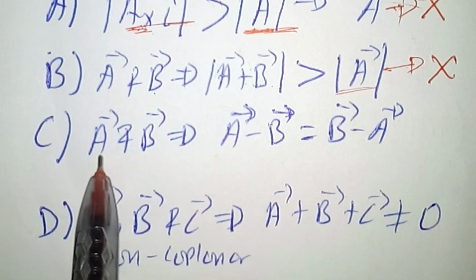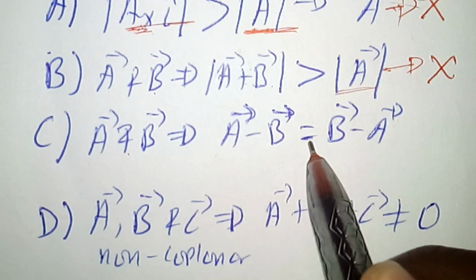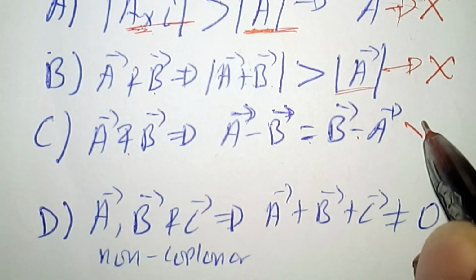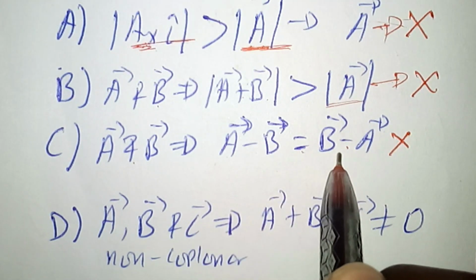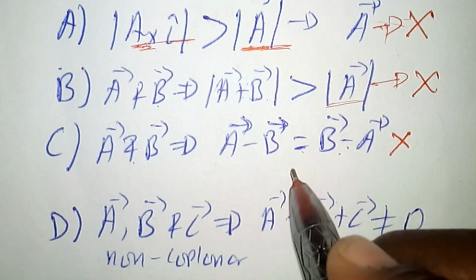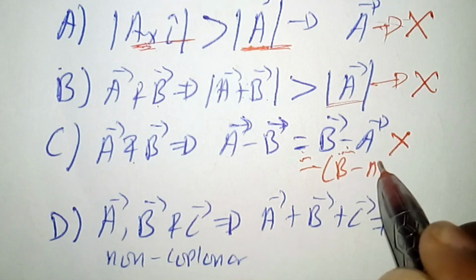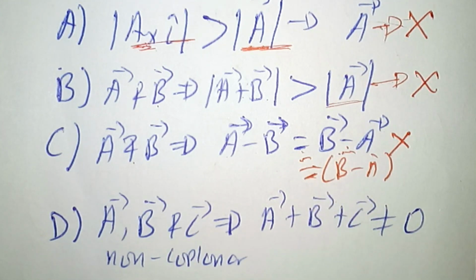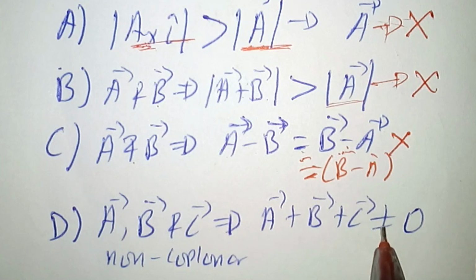Alternative C says for any non-zero vectors A and B, A minus B is equal to B minus A, but this is completely wrong because the subtraction of vectors is not commutative. So they are not equal, but we can say this is minus of B minus A. We can say it is the negative of B minus A. But when we come to alternative D, for any three non-coplanar vectors A, B and C, then A plus B plus C is different from 0.